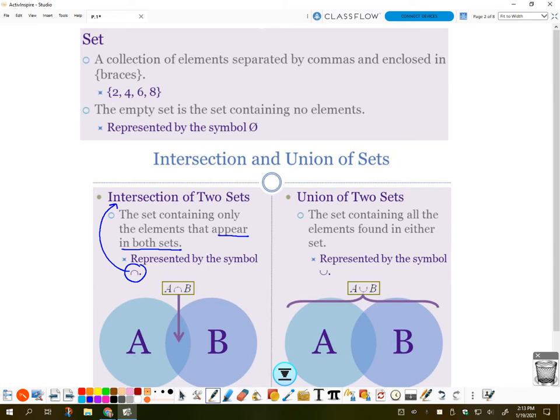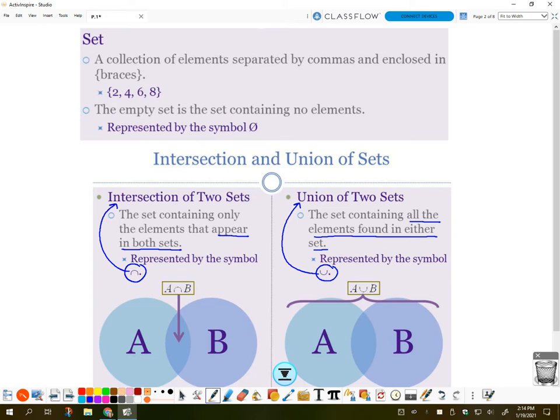Alright, for a union, it's like when you unite people in marriage. You're taking two families and creating one family. So everybody from both goes into one big new group. So if we have this symbol, that's the symbol for union. It looks like a U. Union starts with a U. That's how you can keep them straight. And it's going to be all elements found in either set. So not where they overlap, but everybody from everybody.